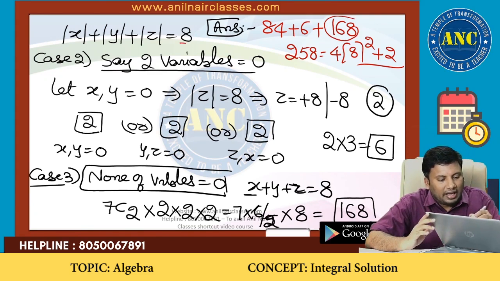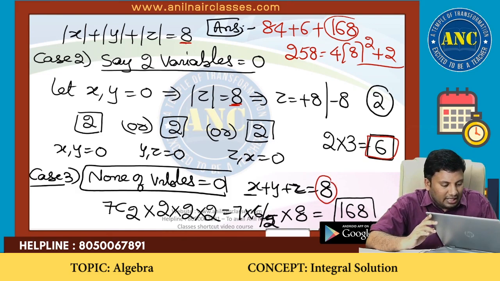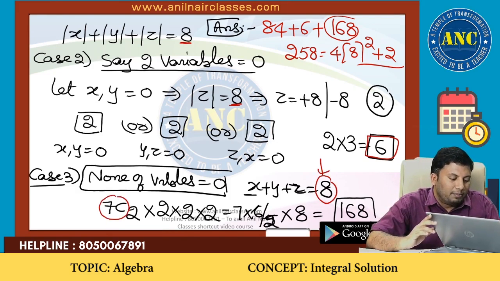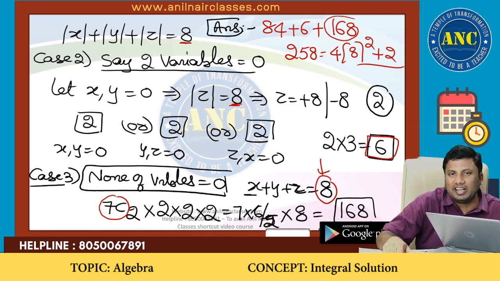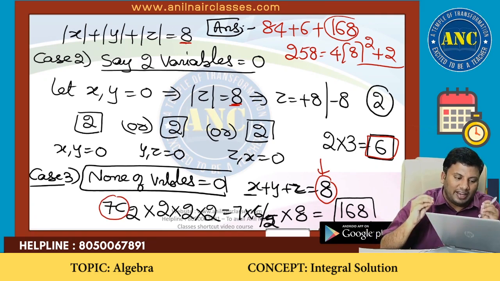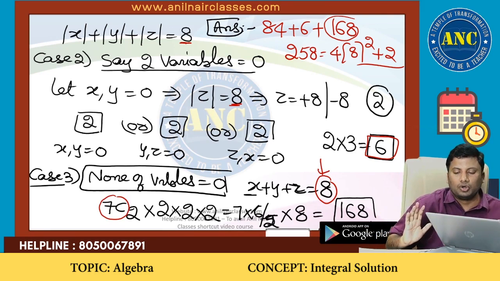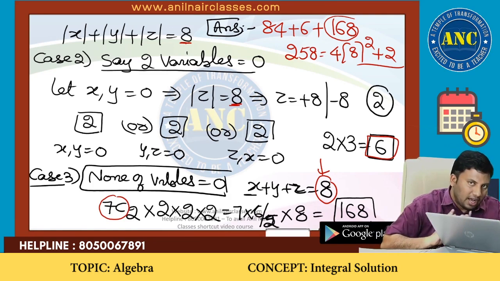Instead of 8, if it is P, what is the answer I get? 2 into 3 equal to 6 will be common. Here it is 7C2, so here it will be P minus 1C2. I hope the idea is clear. So instead of 8, wherever it is there, substitute P, and you will get the answer. Idea clear?